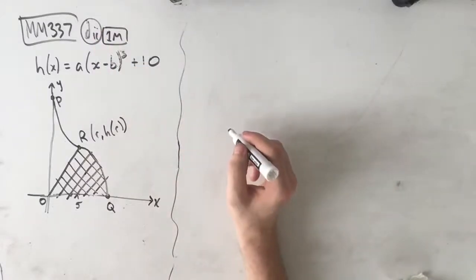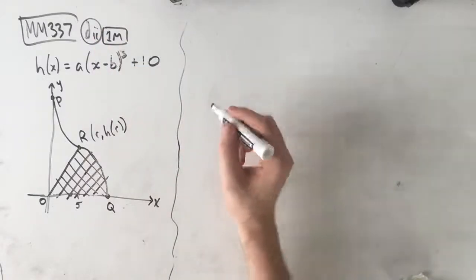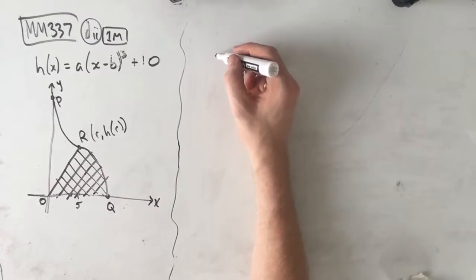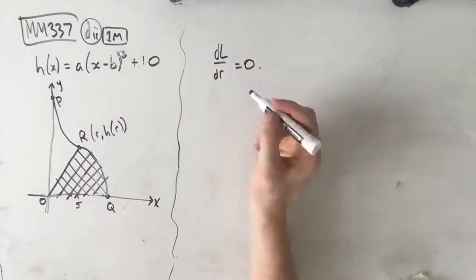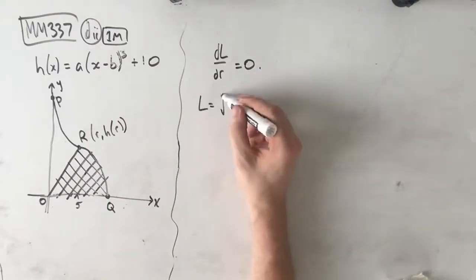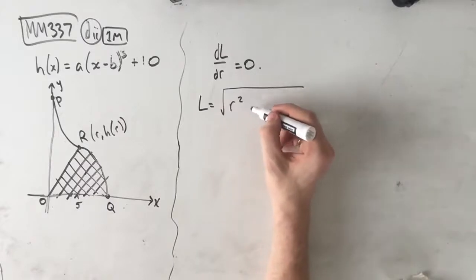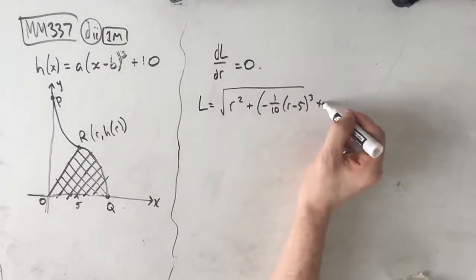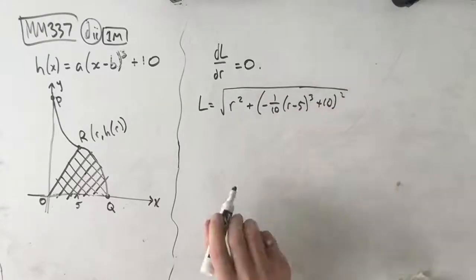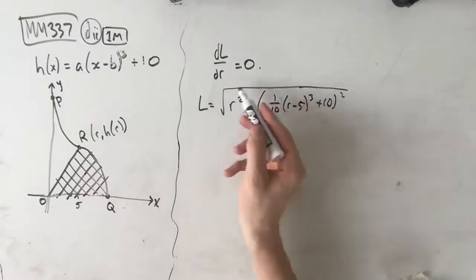Awesome. So if OR is at a minimum, that means that the derivative of that length is 0. So dL/dr is going to be equal to 0, right? We know that L is equal to the square root of r squared plus (-1/10 (r - 5)^3 + 10)^2. And what we're going to do is find dL/dr on our calculator.